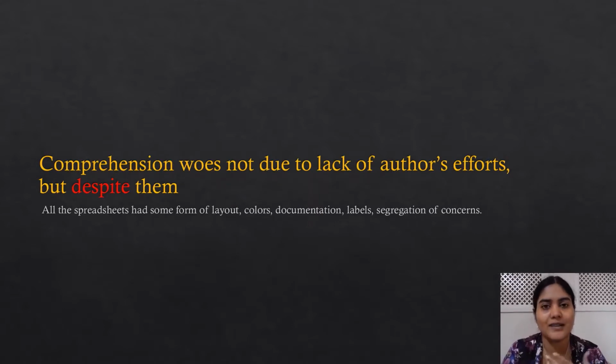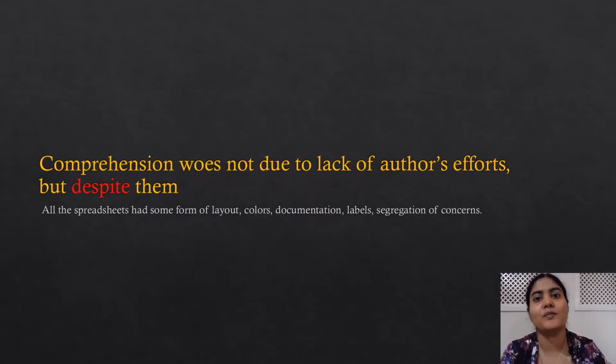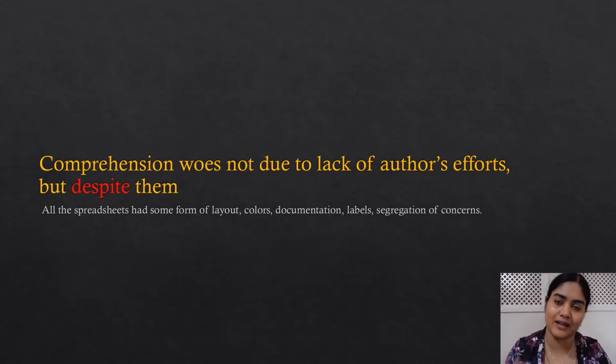Finally, while it's very tempting to say all these comprehension difficulties are because the spreadsheets were not built very well, it was not the case. In all the spreadsheets that we saw, there were some form of good layout, colors, documentation, all the best practices that are recommended to build good spreadsheets. So participants' comprehension difficulties were not because of the author's efforts, but despite all that the author did to make the spreadsheets more readable. In the paper, we make some arguments for why this might be the case and what we could do about it, including building tools to make some of the things like layouts and colors easy so that users could focus on other kinds of things while writing their spreadsheets.